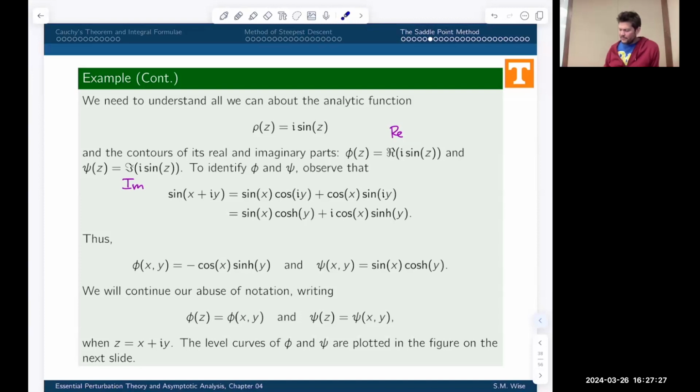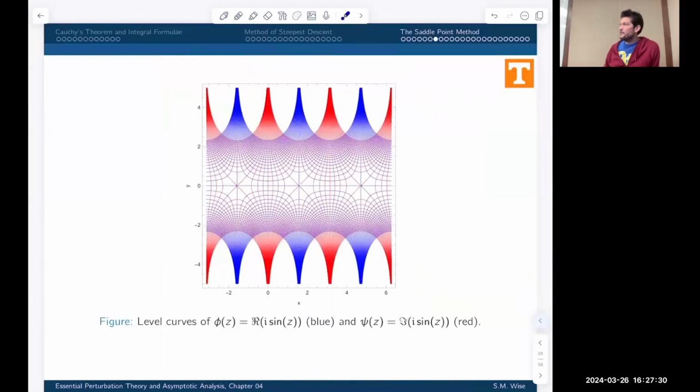All right, so the level curves of phi and psi are plotted in the next figure. I've already showed you this. Blue represents the real part, and red are the level curves of the imaginary part. What we're really interested in here is where the saddle point of phi is located. Remember, we're integrating from 0. So let's put that on here. Our original contour is from here to here. There's 0 and pi. So here's my original contour if I'm going to draw it on there. Actually, let's make it straight. Why not?